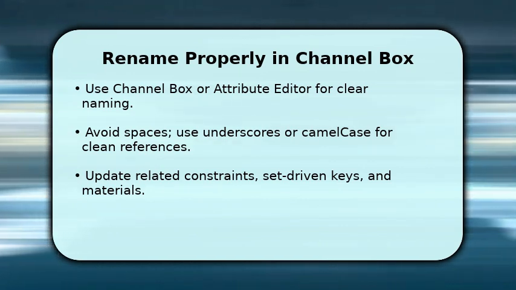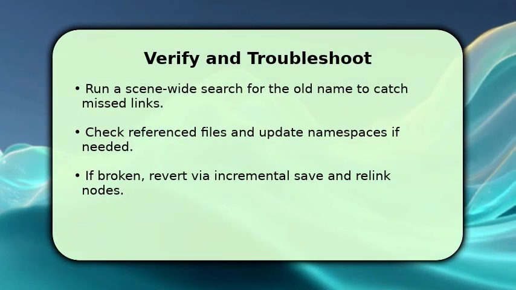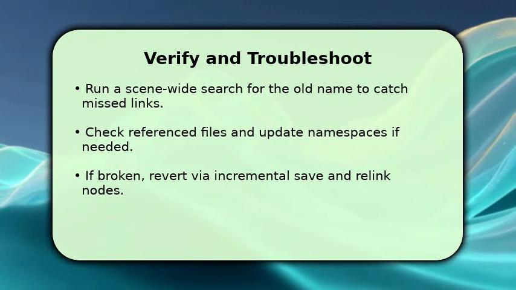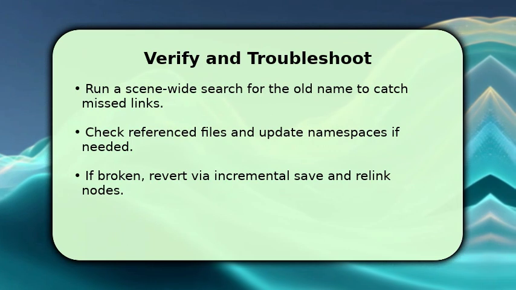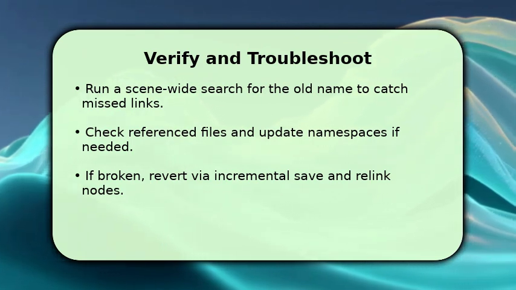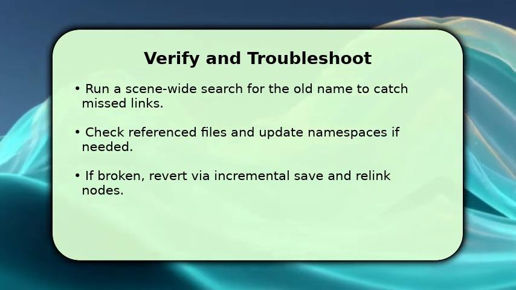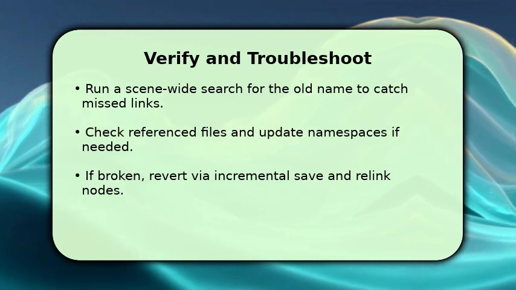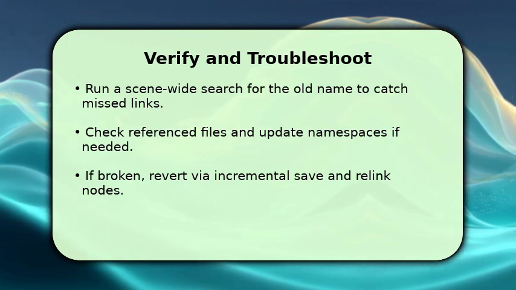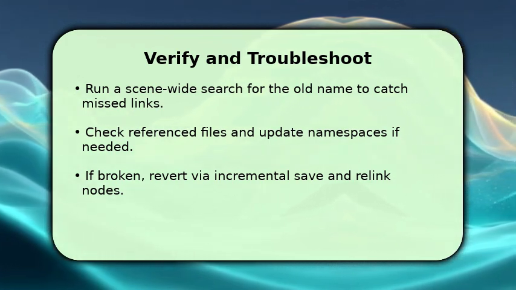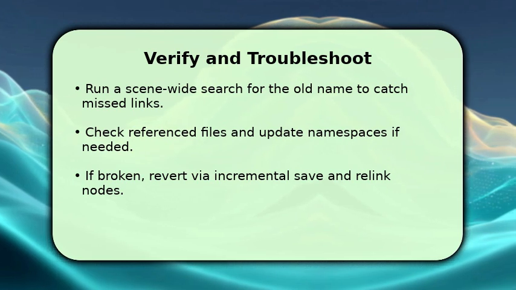Otherwise, you finish by validating that all connections still work and that references or namespaces reflect the new name. This prevents runtime errors. Once verification is complete, run a quick playblast or test export to ensure rigs and constraints behave. If something breaks, use your incremental saves to revert, then relink the node and reapply the rename carefully. This troubleshooting step minimizes downtime and preserves scene integrity.